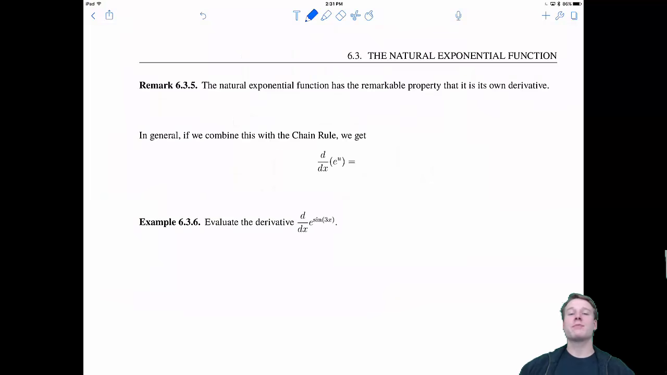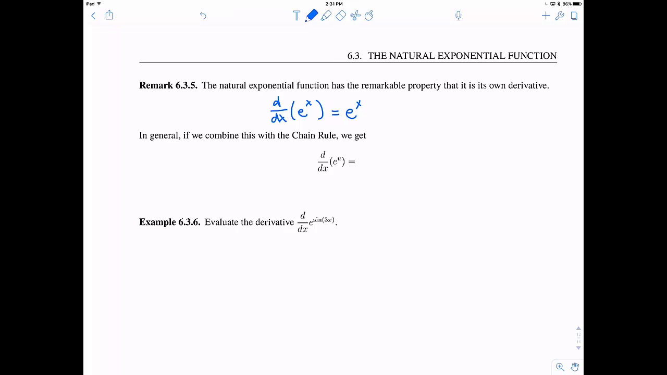Welcome back everyone to 6.3, the natural exponential function. In this video we're going to be dealing with the calculus of natural exponential functions, that is e to the x. So let's get it going with a remark. The natural exponential function has a remarkable property, namely that it is its own derivative, that is, d/dx of e to the x is equal to e to the x.